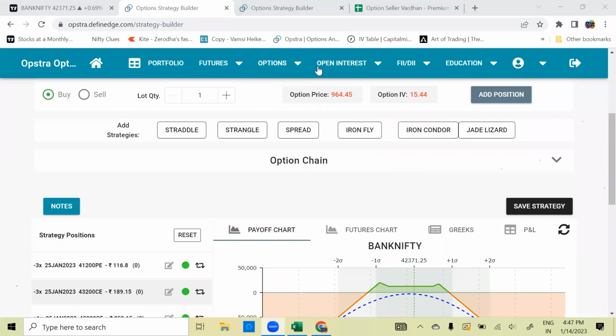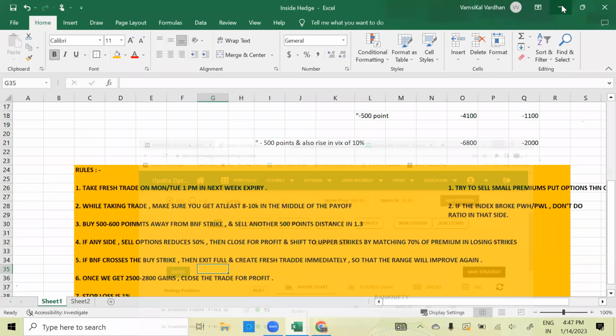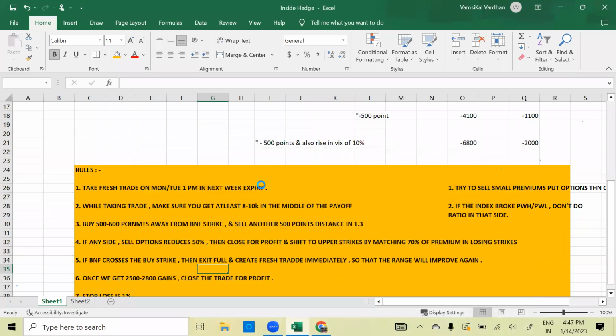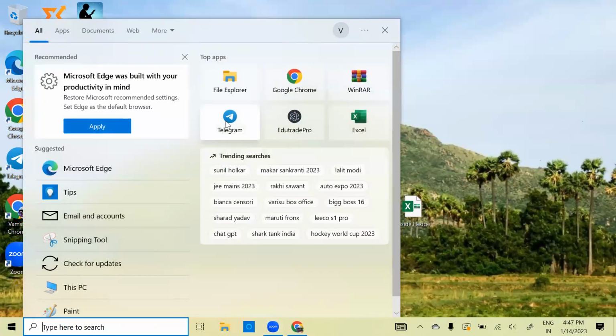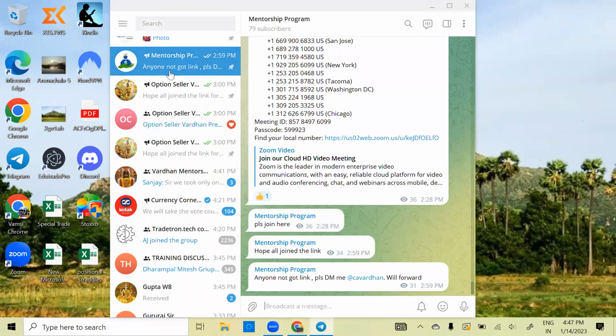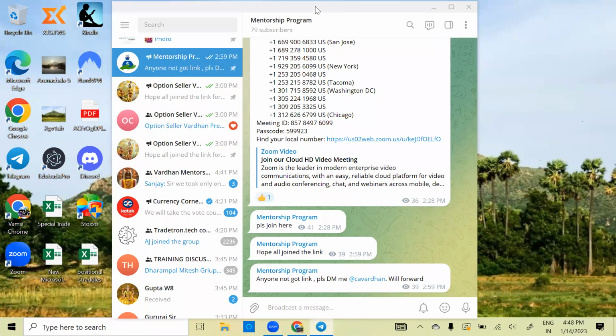How far will the Bank Nifty spot be by the legs? No, I didn't understand your question. Yeah, Excel sheet, immediately I'm forwarding.